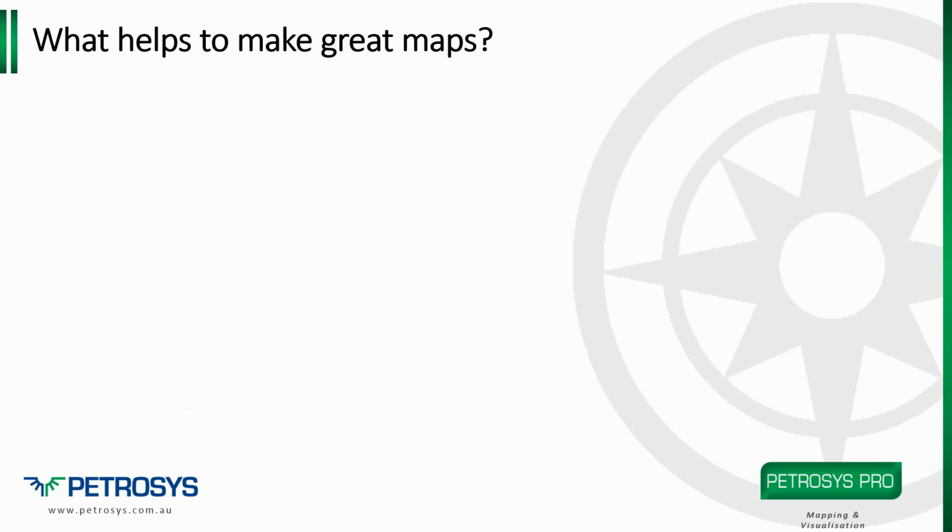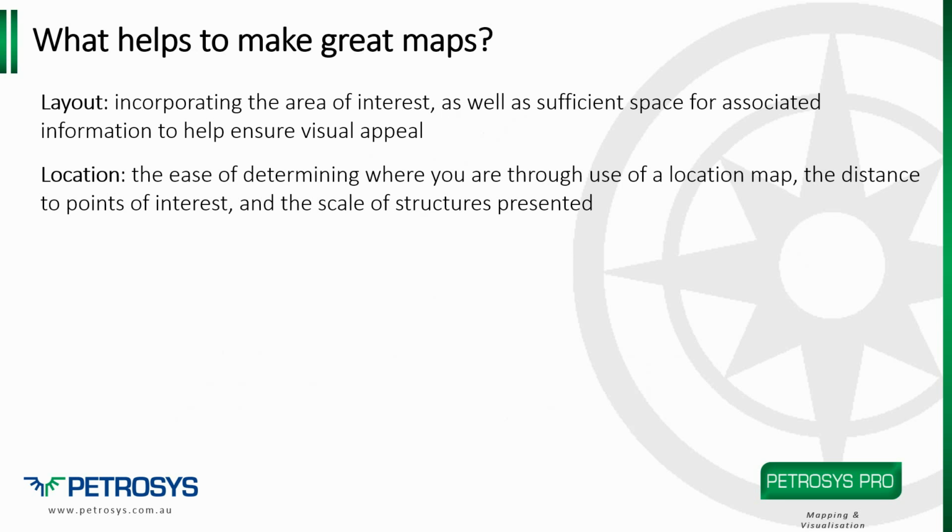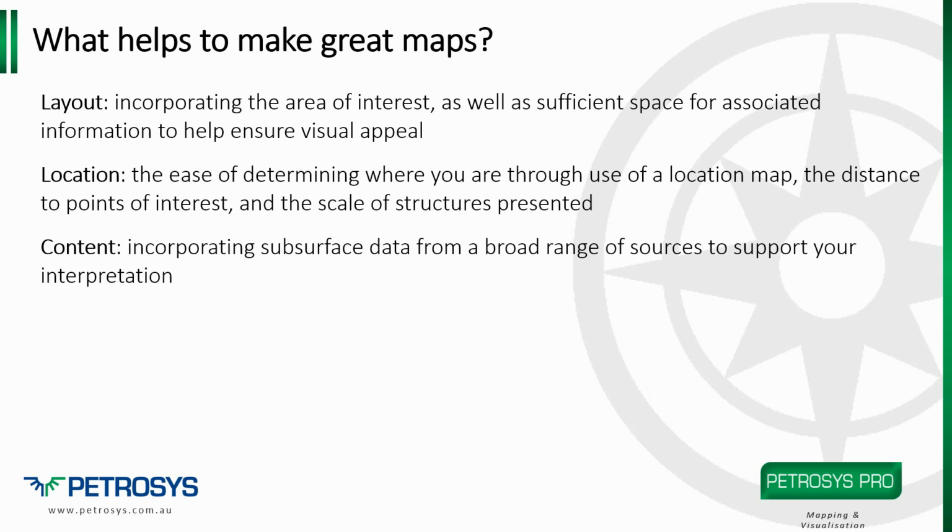So what helps make a great map? Layout, incorporating the area of interest, as well as ensuring there is sufficient space for associated information to help ensure visual appeal. Location, the ease of determining where you are through use of a location map, the distance to points of interest, and the scale of structures presented. Content, incorporating subsurface data from a broad range of sources to support your interpretation. There are a number of core software packages that geoscientists use, and maps are made more convincing when the data is effectively integrated from all sources onto one canvas.